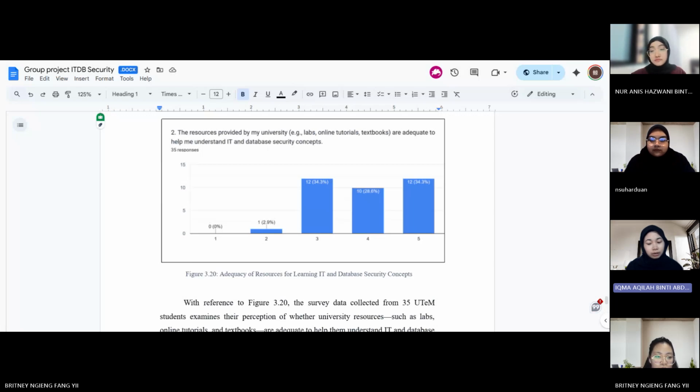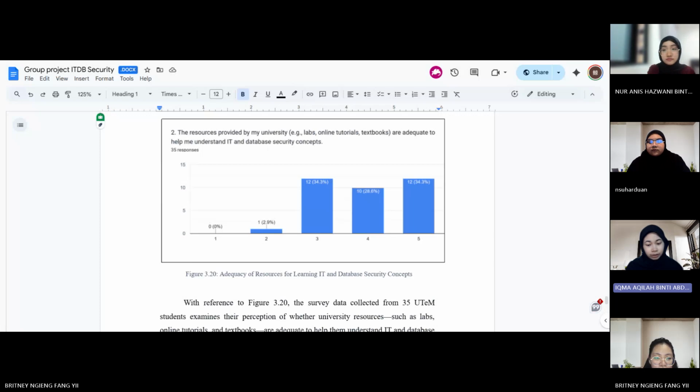A significant portion of the cohort, 34.3%, strongly agree that the resources are sufficient, matching the 34.3% who remain neutral. Additionally, 28.6% express agreement with the statement. While the majority of students find the current resources helpful for learning basic security concepts, the high frequency of neutral respondents suggests that there is still room for improvement.